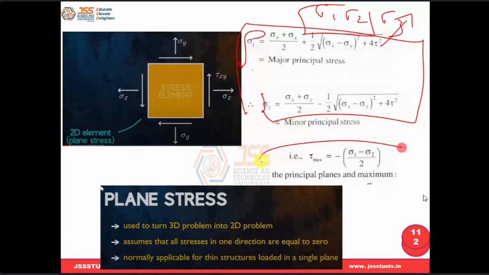And there will be a tau max. In order to calculate the tau max, that is sigma 1 minus sigma 2 all divided by 2, we are going to use this equation. These are the 3 principal stress equations we are going to use here.